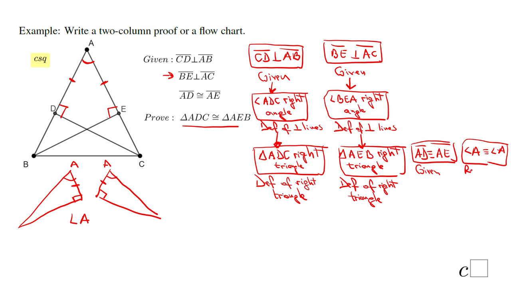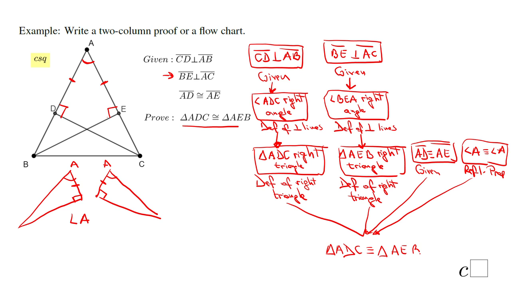So now we have everything we need. Okay, we know these two triangles are right triangles. We know these two legs are congruent. We know this is a common angle, they are congruent. So we can go to the last thing, triangle ADC congruent with triangle AEB. And by what? It's by the leg angle congruence theorem. Okay, and that's it for today's lesson.